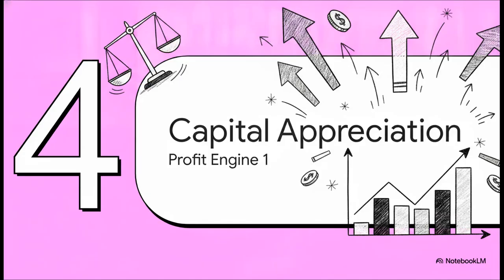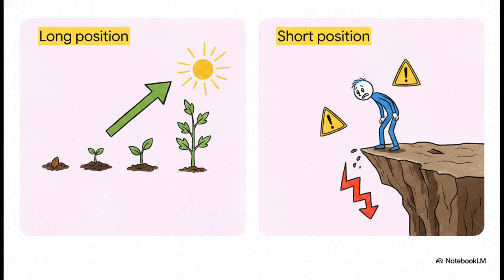Let's get into Section 4, Profit Engine 1, Capital Appreciation. Now that we know exactly why the scale tips and prices move, how do you actually capture value from this? Well, the most standard approach is a long position. You buy a stock, hold on to it, and ideally the company grows, demand rises, and you profit when you sell it for more than you paid.